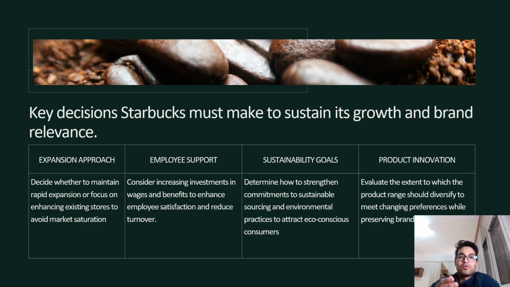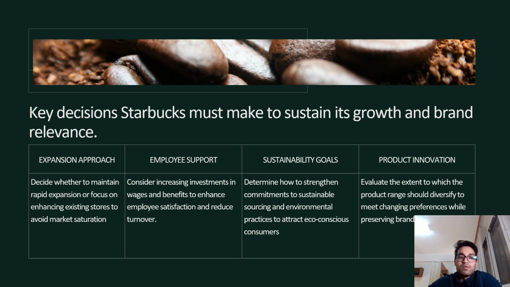There are four major key decisions that Starbucks must make to sustain its growth and brand relevance. First one is the expansion strategy. Starbucks must decide whether to continue rapid expansion or focus on enhancing existing stores to avoid brand dilution.